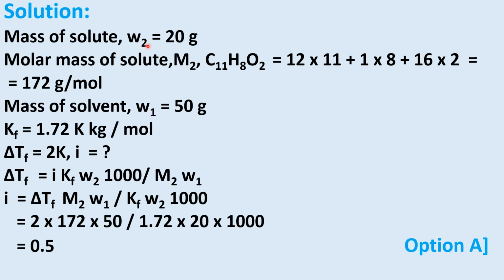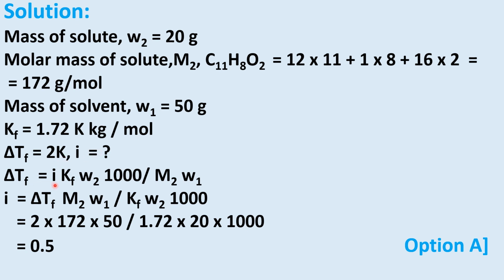Mass of solute W2 is given 20 gram. Molar mass of solute M2 for C11H8O2. Here we have 11 carbon atoms, for that 12 into 11, plus here we have 8 hydrogen atoms, for that 1 into 8, plus we have 2 oxygen atoms, for that 16 into 2. Together it becomes 172 gram per mole. Mass of solvent W1 is equal to 50 gram given. Kf is given 1.72 Kelvin kg per mole. Delta Tf is given 2 Kelvin. We have to find out value of i.